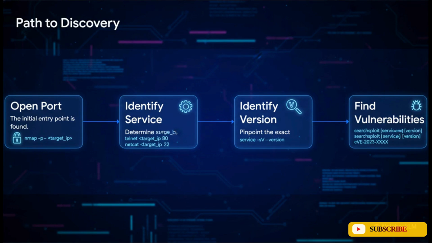An attacker follows this exact chain step by step. They find an open port, then they identify the service running on it. Then they pinpoint the exact version of that service, and then they hit the jackpot. They go searching for known vulnerabilities tied to that very specific version.